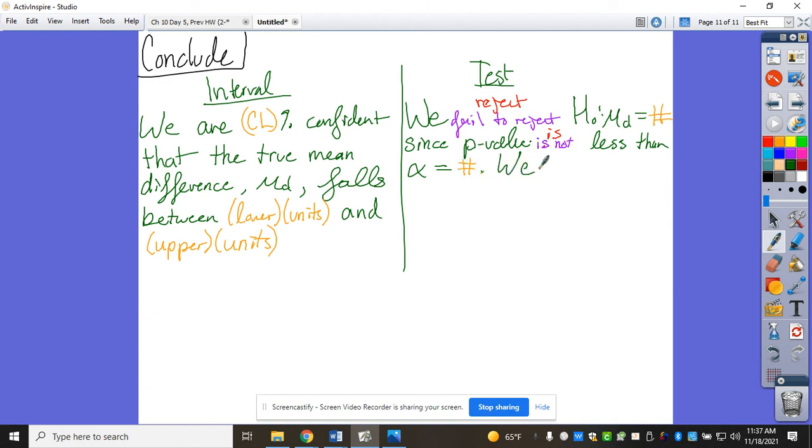Means that we do or do not have enough convincing evidence that, whatever your alternate hypothesis is.